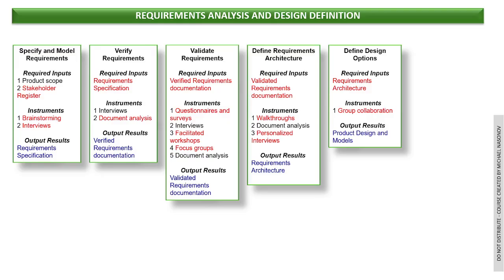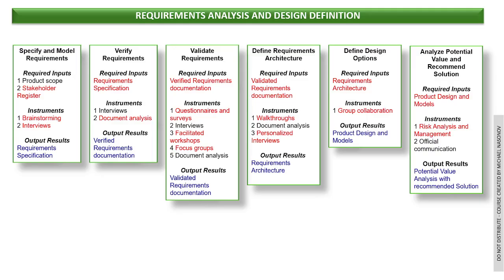Define design options. Requirements architecture from previous process. Instrument, group collaboration. You're still working in group, in workshop. You're analyzing documents. Output results, product design and models. Actual product design. You come with actual product design for your software or packages or whatever you have there.